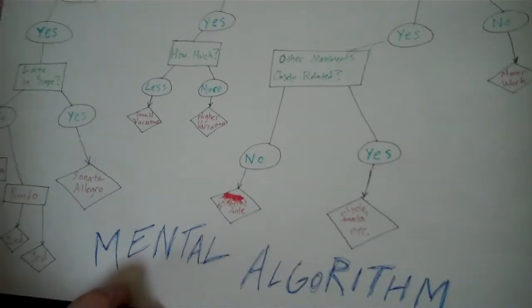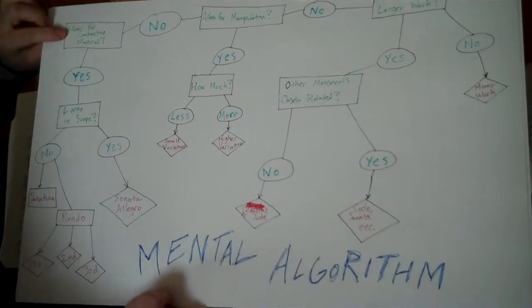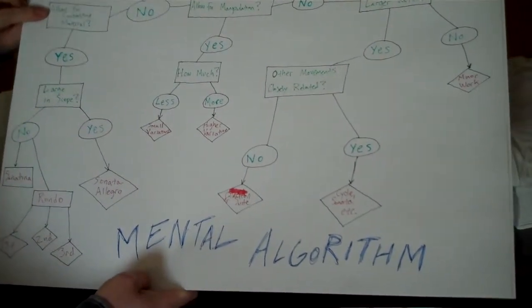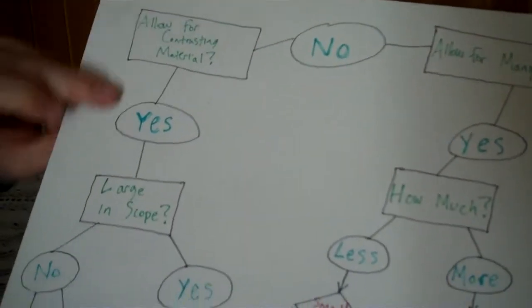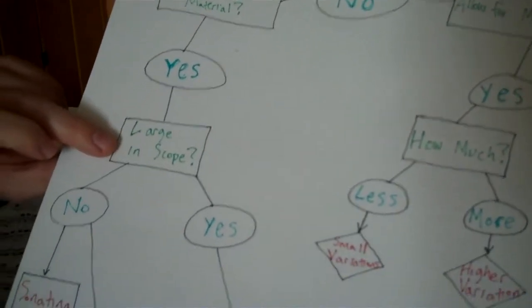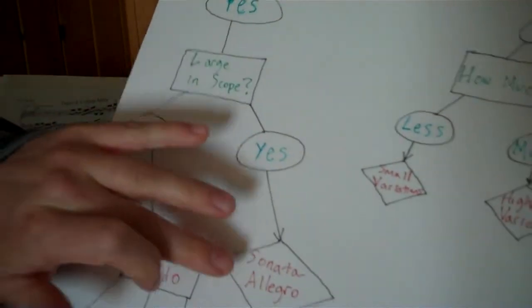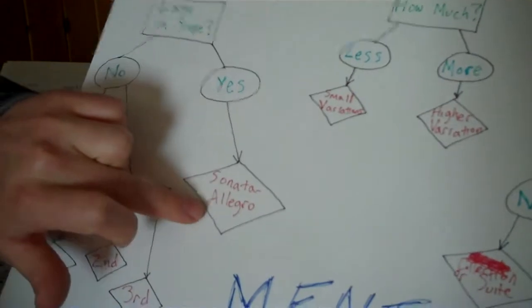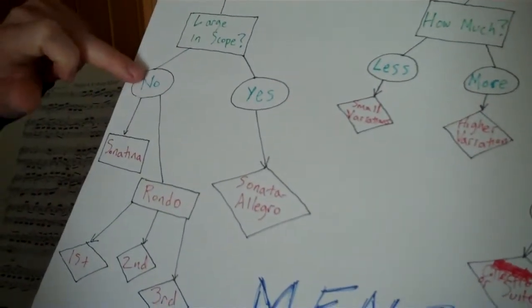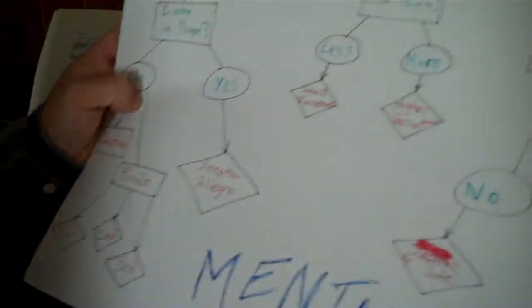Starting with, does the theme you have allow for contrasting material? So if it does, and by contrasting material we're talking about if you have a principal theme, does it allow for a subordinate theme? If it does, then you ask how large in scope is it? Now these are still fairly large in scope, but not as much as the Sonata Allegro form. So if it is large in scope, I almost always go with Sonata Allegro. If not, then I could choose a sonatina or one of the three rondo forms.